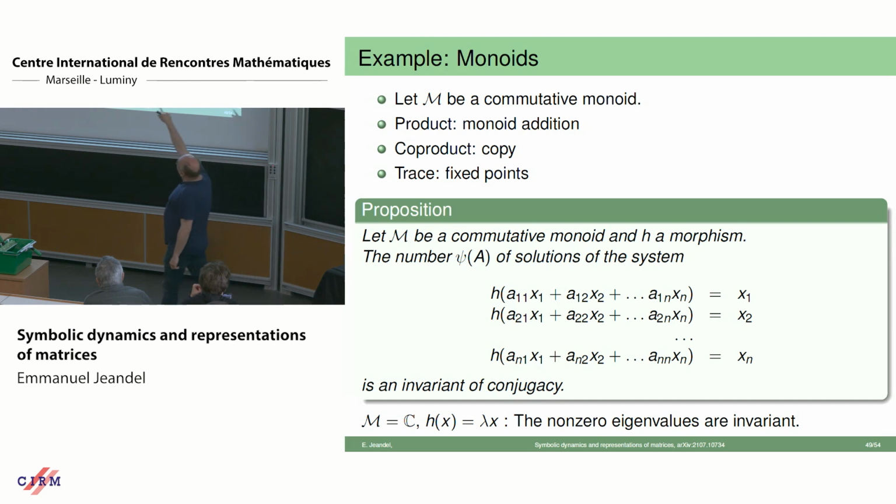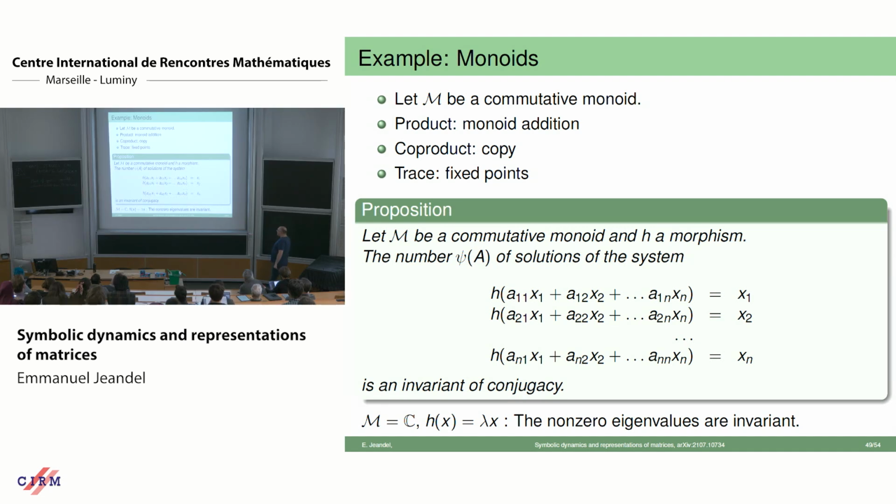So you take a commutative monoid. The addition, which I call product, is just the addition. The coproduct is just the copy. And there is this problem with the trace, because it's not clear what it means to take the output back into the input. Intuitively, it's a fixed point. So the rule about trace is fixed point. There are a lot of quotes in this rule. But if you do that, you obtain this thing, which I don't know if it's known.